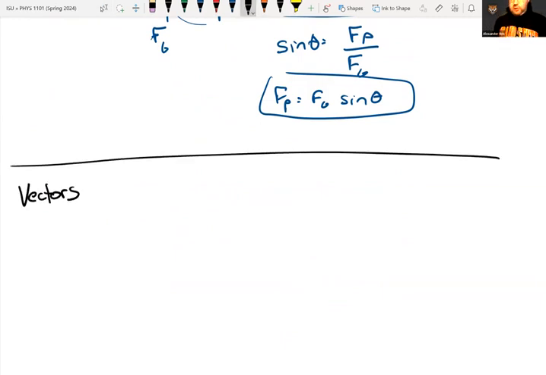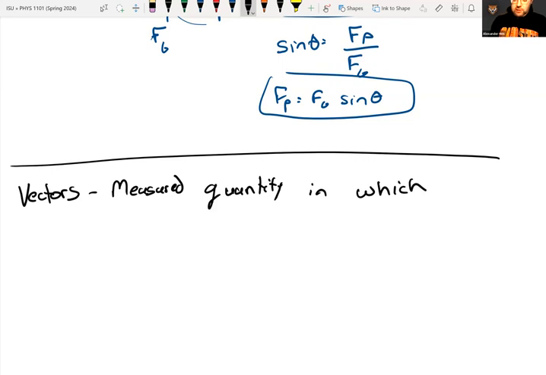Now, the reason why triangles come up so often in vectors is because basically a vector is a measured quantity in which direction is relevant. Okay, so direction is a relevant part of the measurement.